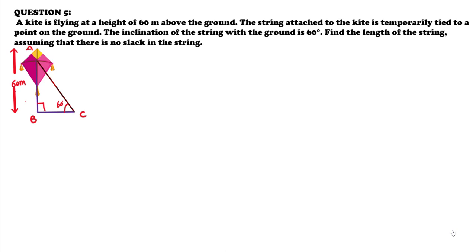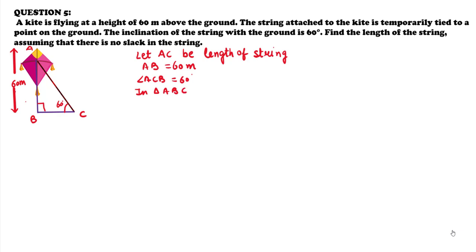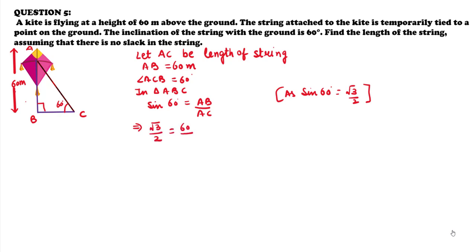This is our assumption. So let AC be the length of the string. AB is equal to 60 meter. Angle ACB is equal to 60. So let us take triangle ABC. We know that perpendicular is given and we are supposed to find the hypotenuse. So it is better if we take something which is perpendicular upon hypotenuse, that is sine theta. So sine 60 is AB upon AC. We know the value of sine 60 is root 3 by 2. So root 3 by 2 is equal to 60 upon AC.